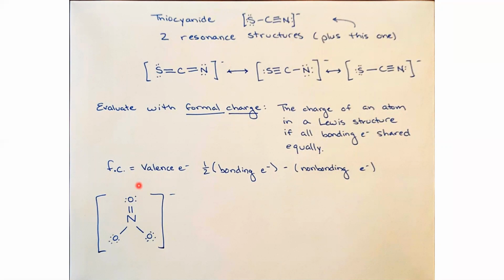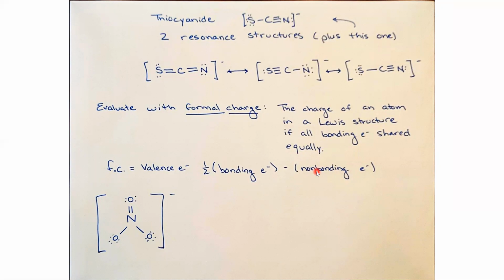Okay, so for nitrogen, there are 5 valence electrons. Now we want to subtract half the bonding electrons. So there are 2, 4, 6, 8 bonding electrons. Half of them belong to nitrogen. So that's why this half is here. So half the bonding electrons, so 5 minus half of 8, which is 4.